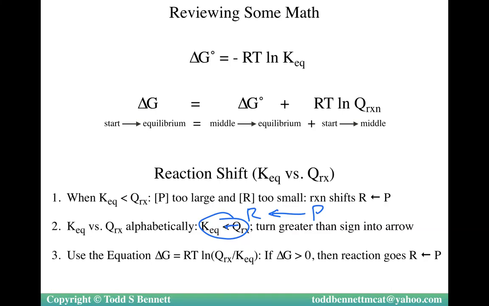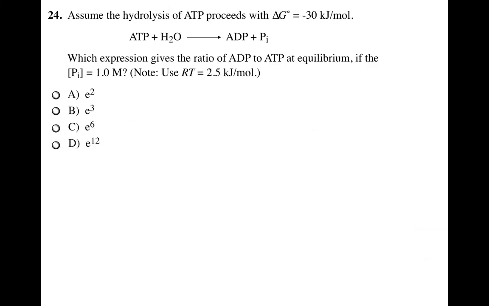Okay. This is taken from a certain standardized test. It's a release question, so I'm going to use this as a teaching tool. I hope I do not ruin this question for you in the future, but this may very well have appeared on a standardized test of some sort. Assume the hydrolysis of ATP proceeds with delta G of minus 30 kilojoules per mole.